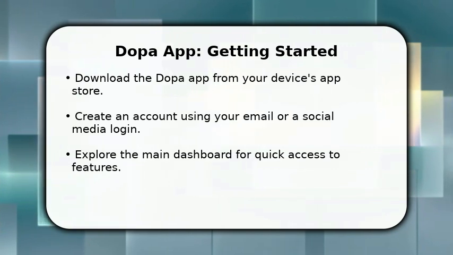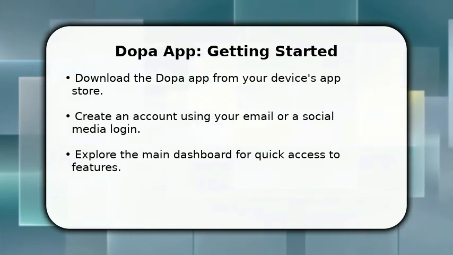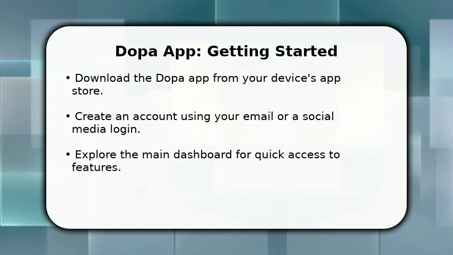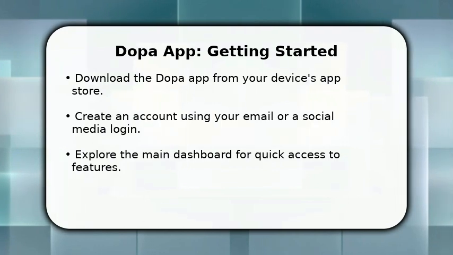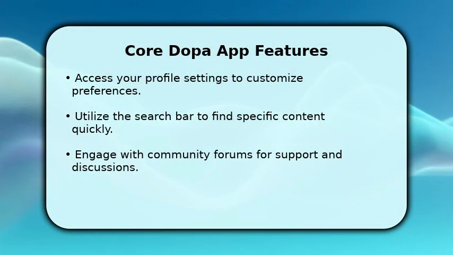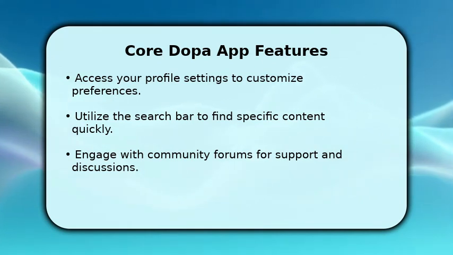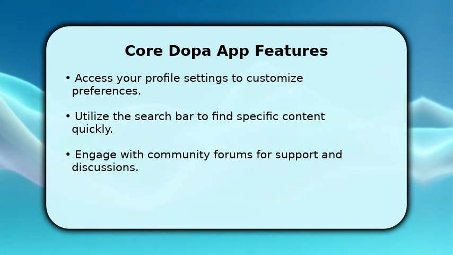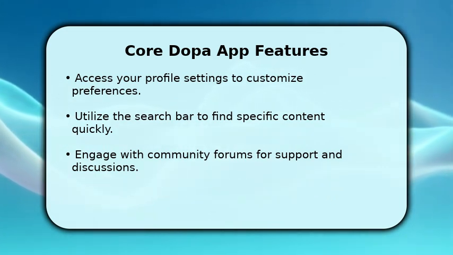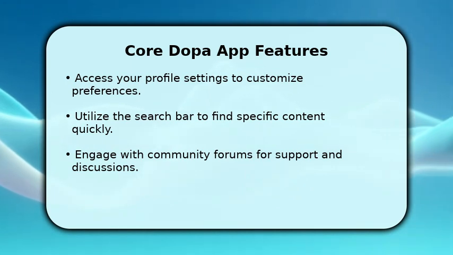After logging in, you'll land on the main dashboard, which is your central hub for all app functionalities. Take a moment to familiarize yourself with its layout. Now let's dive into some core features. Tap on your profile icon, usually in the top corner, to manage your personal settings and preferences. Here, you can update information or adjust notifications.